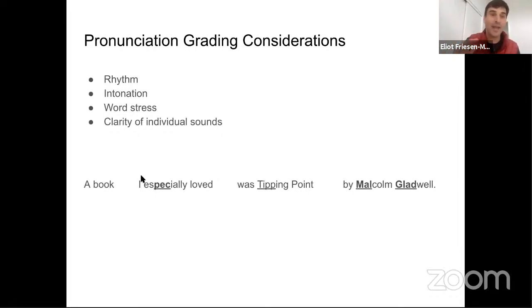So natural sounding English, and there are some different patterns with British English and American English and Australian English, but in general, we say things expressively. A book I especially loved was Tipping Point by Malcolm Gladwell. Did you hear how my voice, da da da da da da da da? Okay, that's intonation. The voice goes up, the voice goes down.